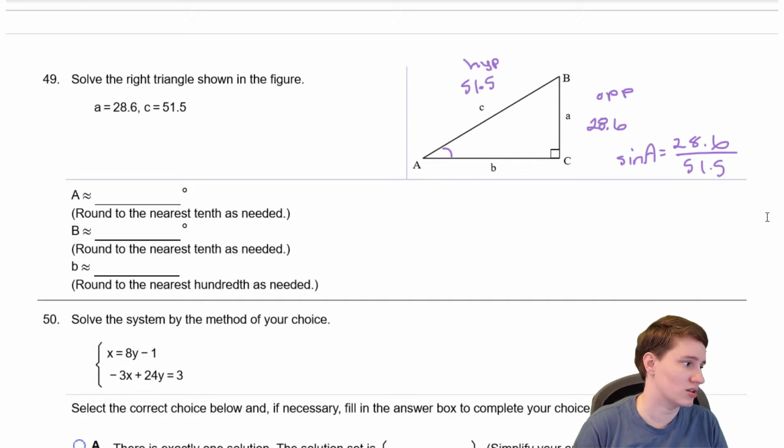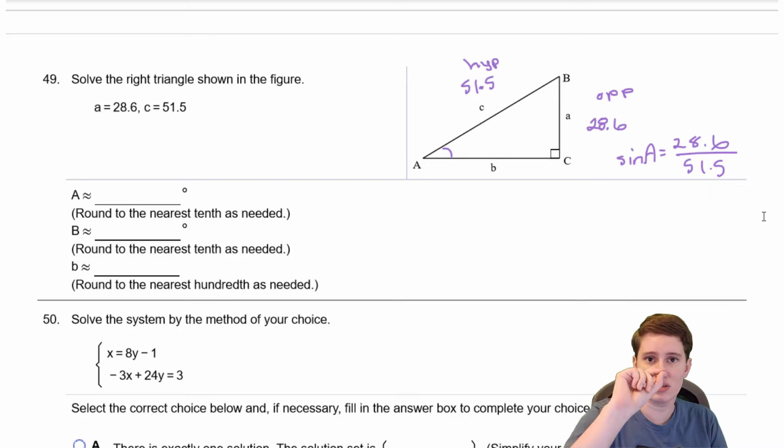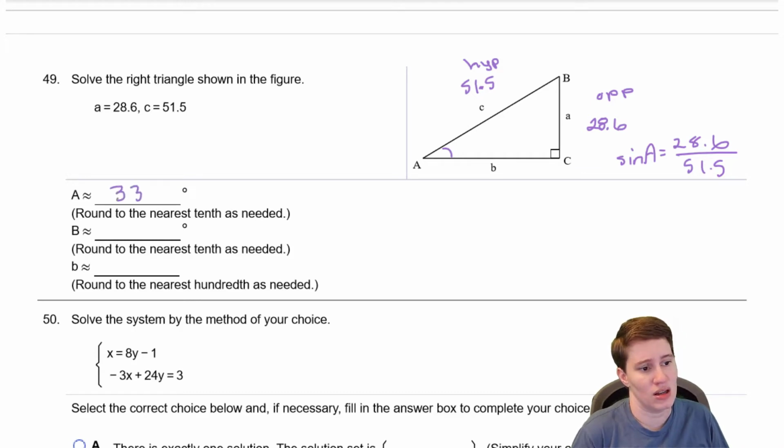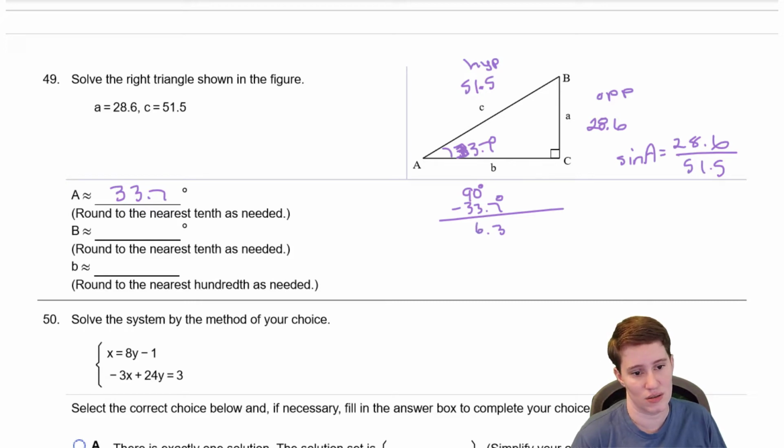On your calculator or phone, that's second, and then the sine button, and there's a little sine to the negative 1 that shows up. That's the inverse sine. I'm using my computer's calculator. So 28.6 divided by 51.5 gives us a decimal, and now I'm going to do inverse sine. What are we rounding to? The nearest tenth, 33.7. Well, 33.7 plus 90 plus whatever this is equals 180. So I just need to do 90, which is what's left over for these two angles, minus 33.7, and that will tell me what B is. That'd be 56.3.